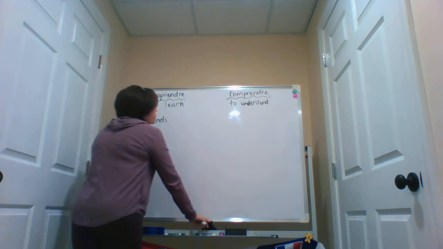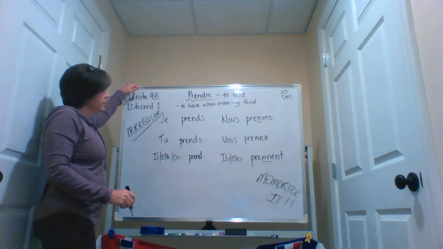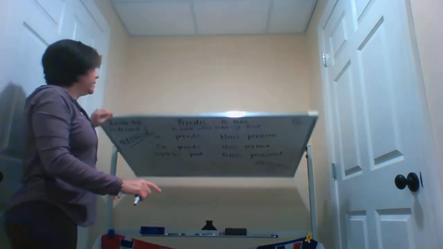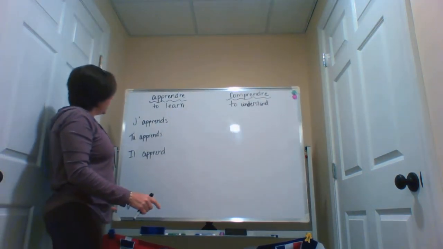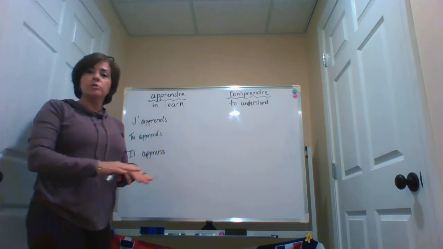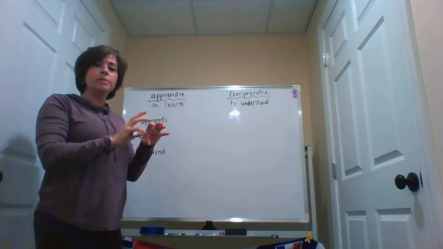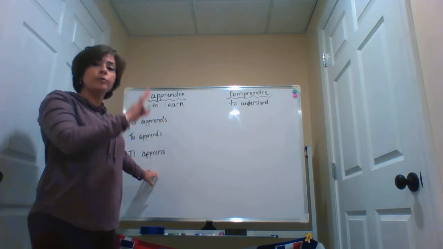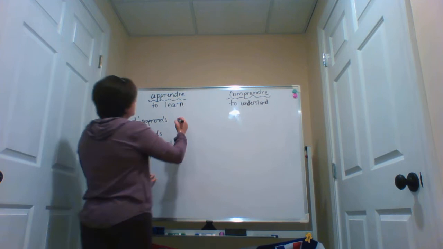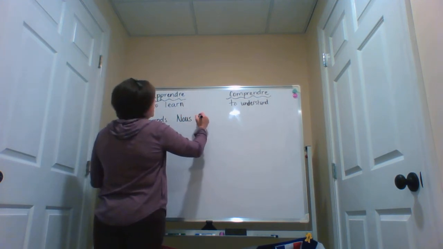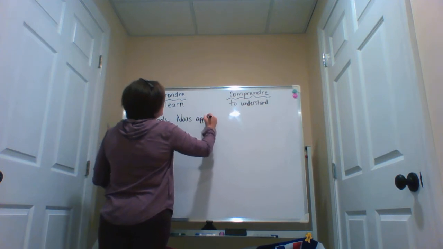And if we flip over our chart, which we're going to do, prend, P-R-E-N-D-S. Apprendre, A-P-P-R-E-N-D-S. So they're part of a family of verbs that are conjugated similarly. It's following the same pattern for this one group. Let's go to our nous. Nous apprenons.